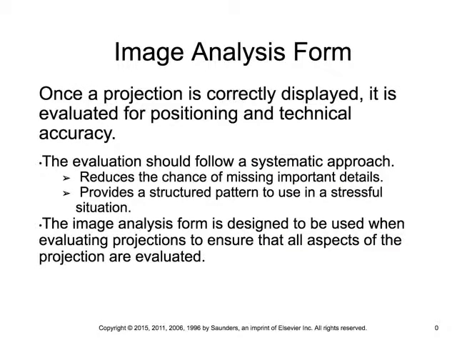So it is helpful to have a form or a formula for how to evaluate these images. I know I'm throwing a lot of information at you right now, and we're going to rely quite heavily on Merrill's to make sure that we're doing things. But having a form or some kind of systematic approach is going to be important because it will prevent us from missing important details as well as provide a structured pattern so that we can use this even if it's a stressful situation. And I'm going to talk about the form right now, and then later on we'll discuss a mnemonic that may be helpful.